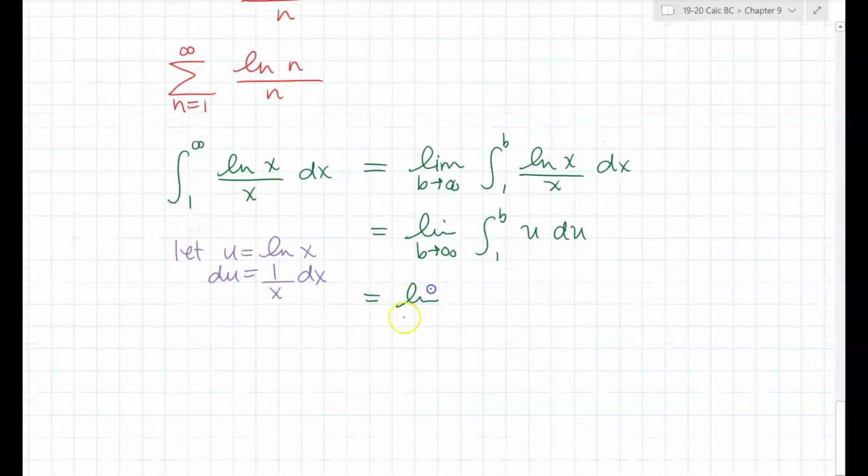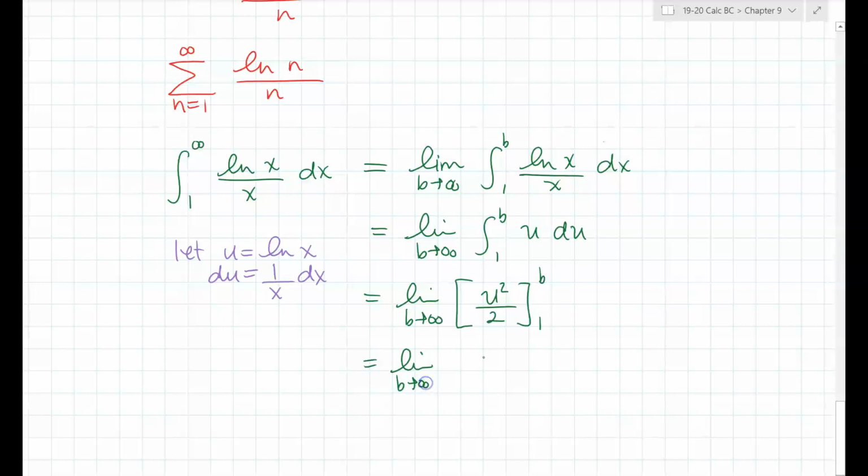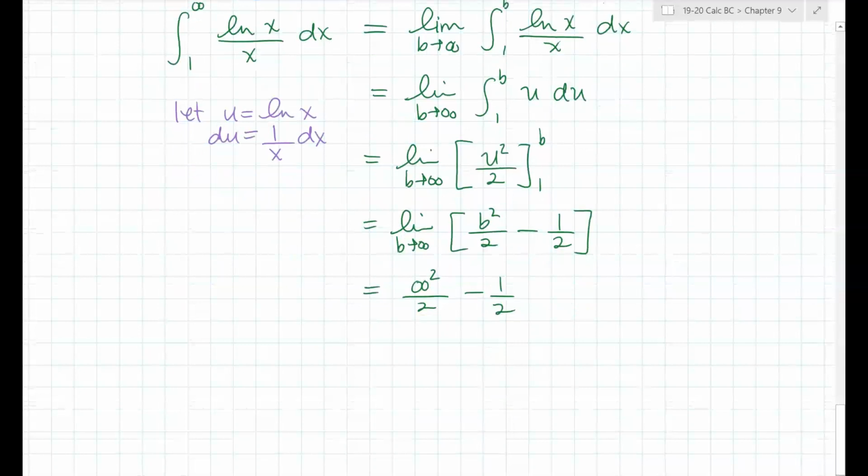So let's integrate that. So the limit as b goes to infinity of u squared over 2 from 1 to b. Let's apply the fundamental theorem of calculus. So that's going to be b squared over 2 minus half. And if I apply the limit, I basically get infinity squared over 2 minus half. Well, infinity squared is infinity. You divide infinity by 2, you get infinity. And if you just subtract a half from infinity, it's still infinity. So this thing diverges.